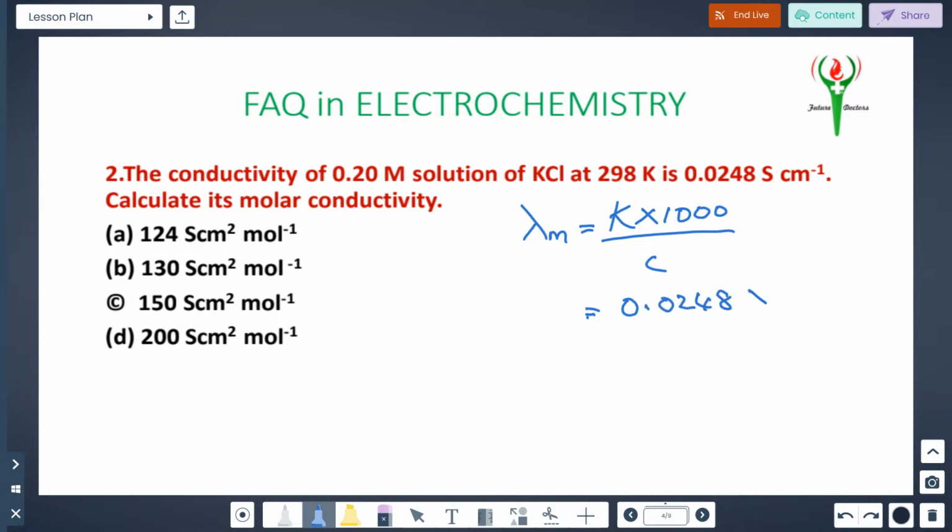0.0248 into 1000 by concentration, molarity, 0.20. Understood? Okay. Now you know how to simplify, when you multiply by 1000, it becomes what? 24.8 by 0.20. Understood? Okay.